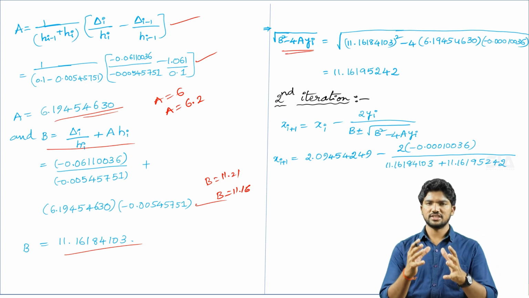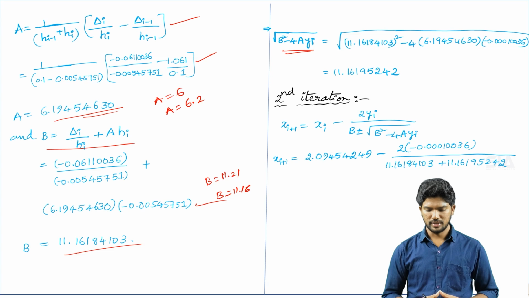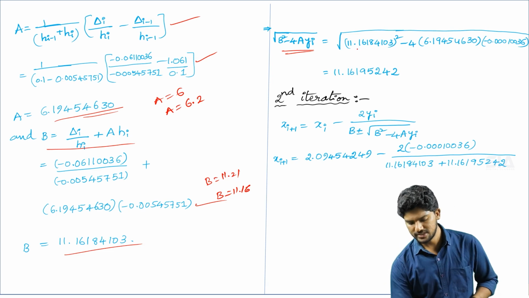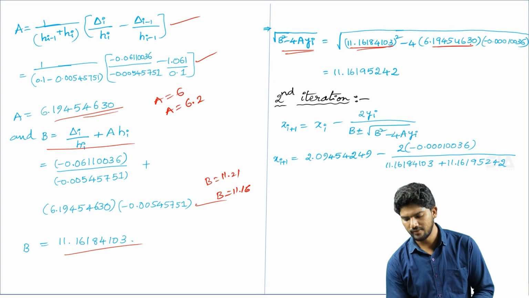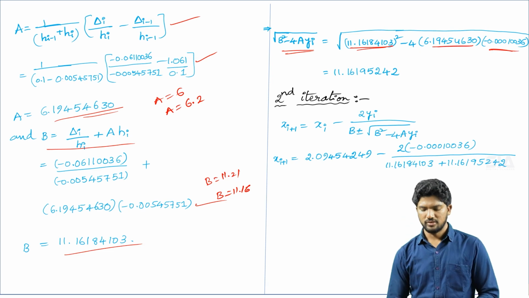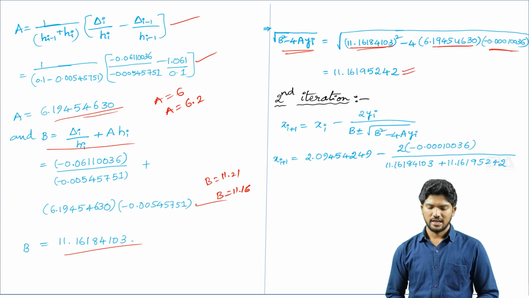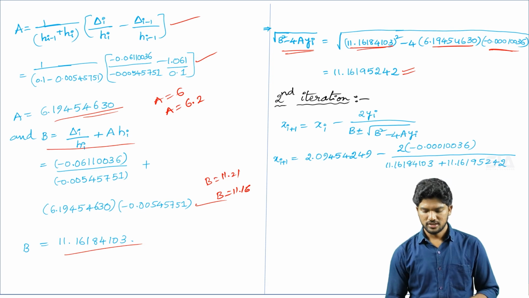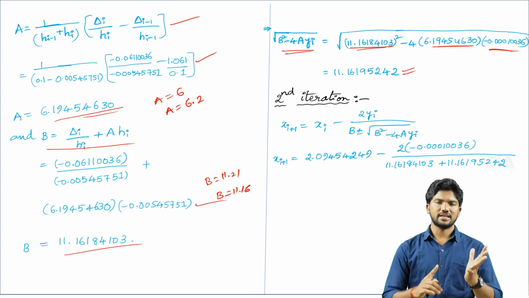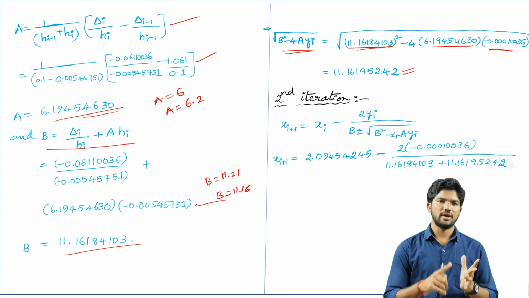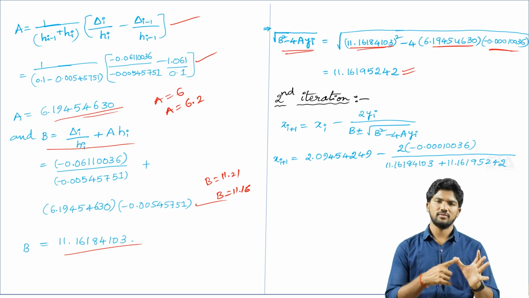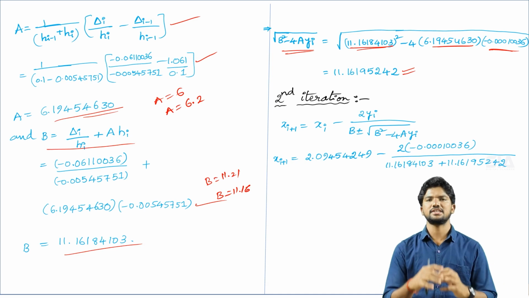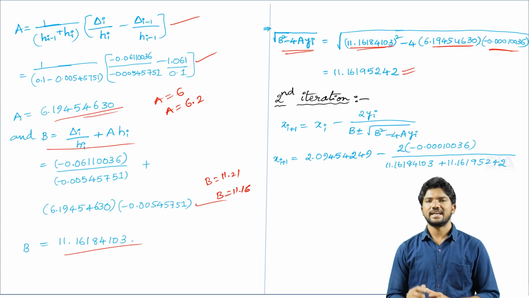In the original approximation we have the square root of b square minus 4a yi. So this is the b value we get in this approximation, minus 4 times the a value and the yi value. If you simplify that, you will get 11.16195242. So that is the square root value. After getting capital A, capital B, the square root of b square minus 4a yi, and delta i, h suffix i, next go to the second iteration.